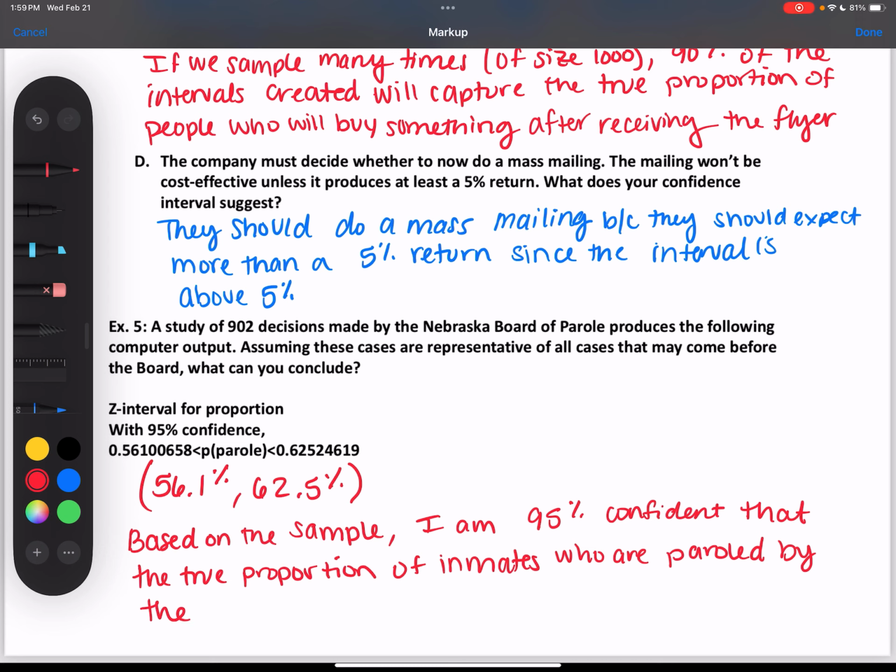And I'm saying by the NBOP, and that just means the Nebraska Board of Parole, because I don't want to write it out.